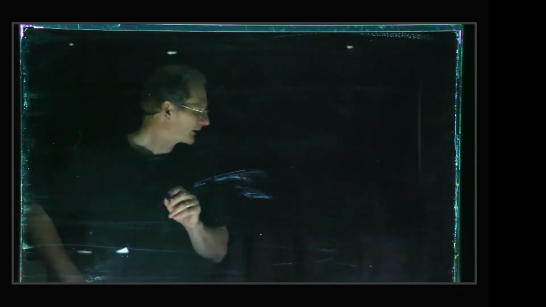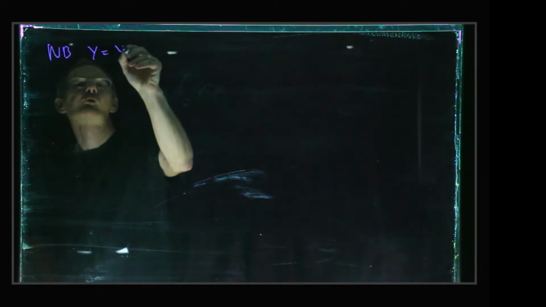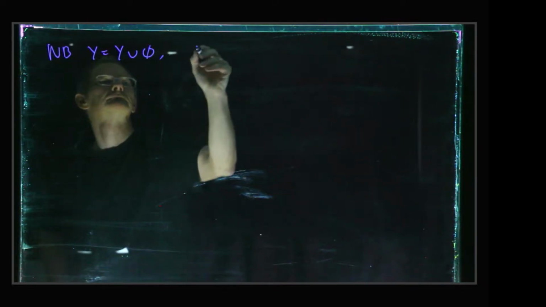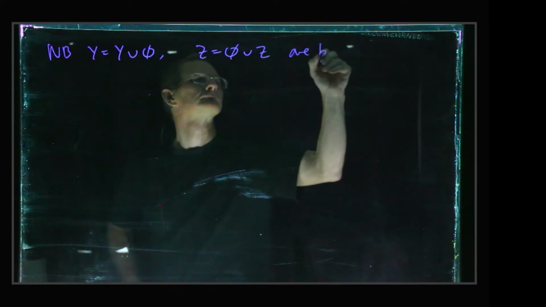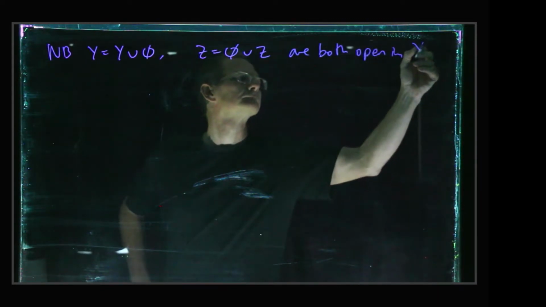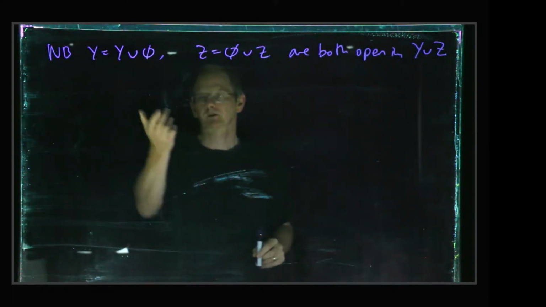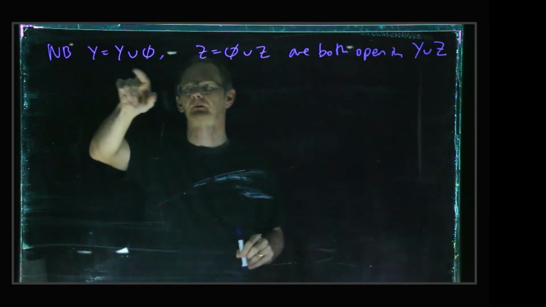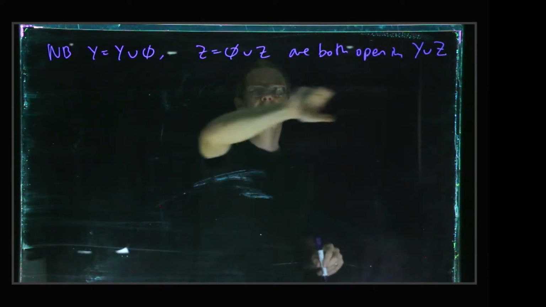Okay, so here are a few observations about the coproduct topology. Y is open in Y union Z because Y is open in Y and the empty set is open in Z, so the union of those is open in Y union Z. Similarly for Z.